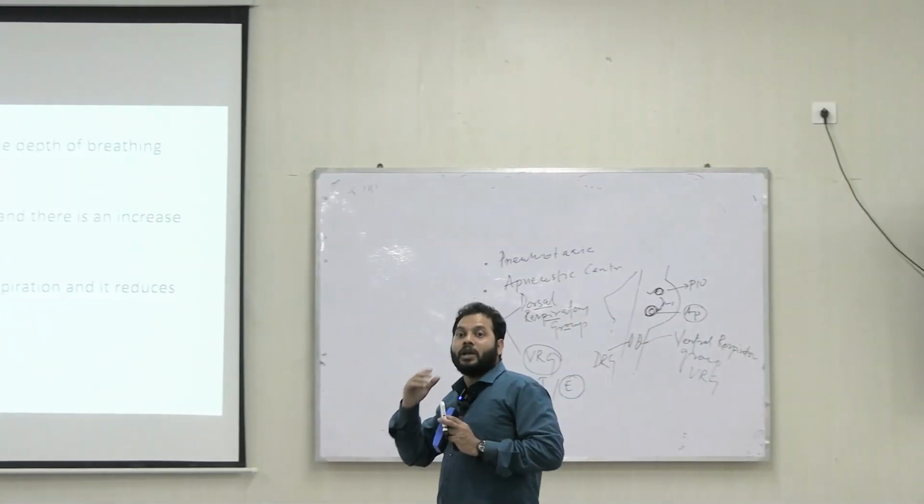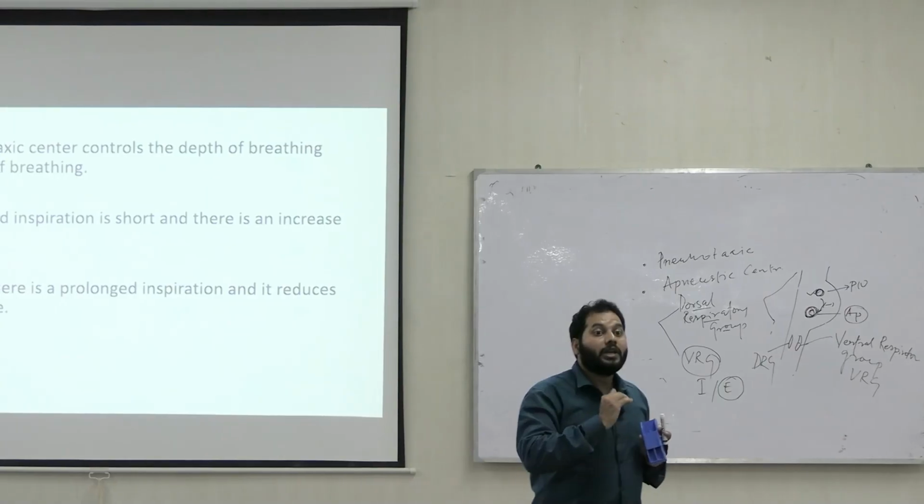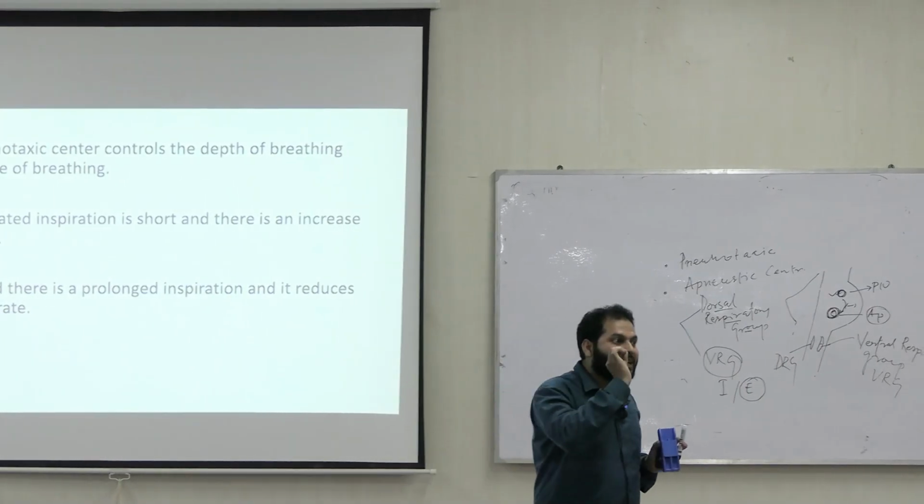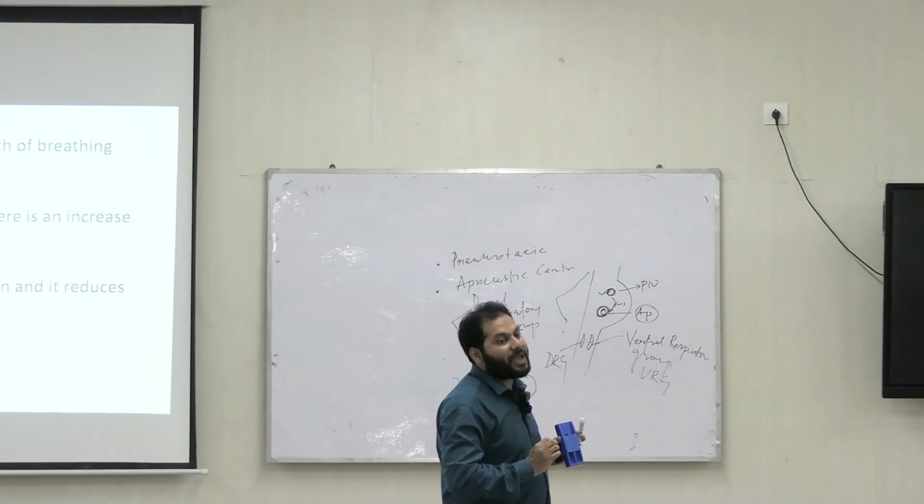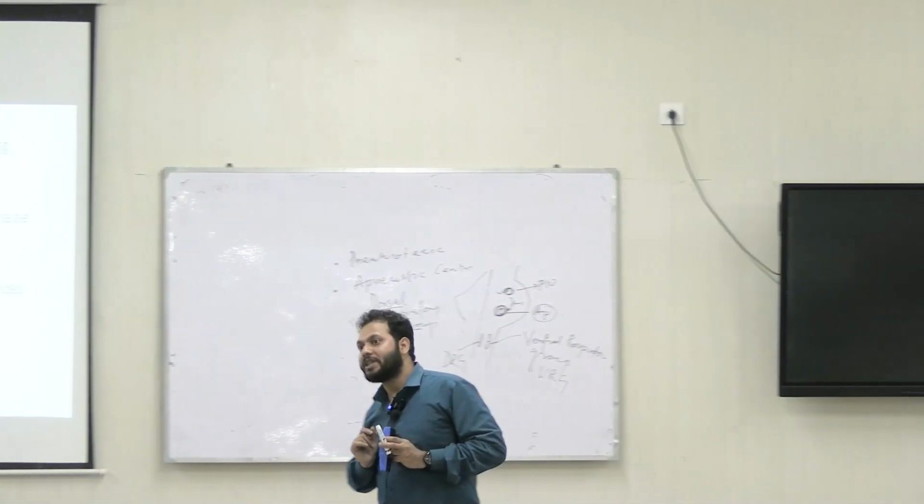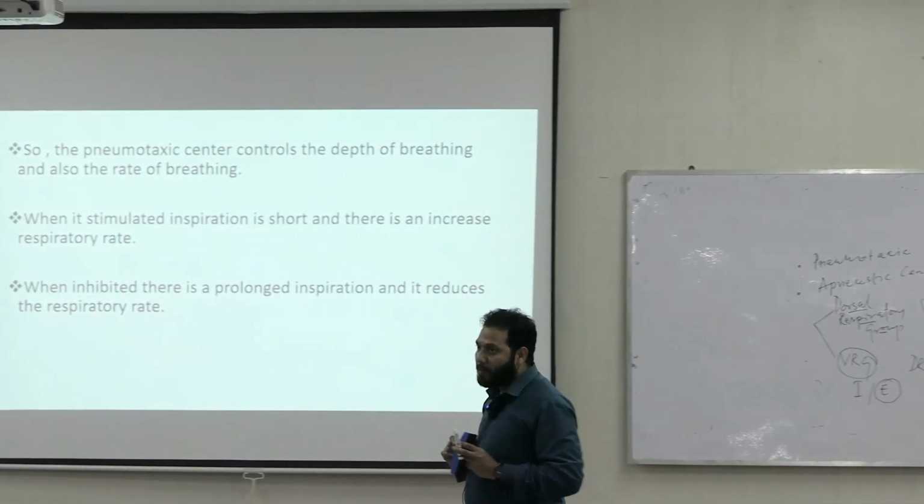Now, here the action of both the pons and medullary regions is under the action of someone else. So, who is that part? That part is the pacemaker. So, what is the name of that pacemaker? The name of that pacemaker is the Pre-Botzinger complex, right?